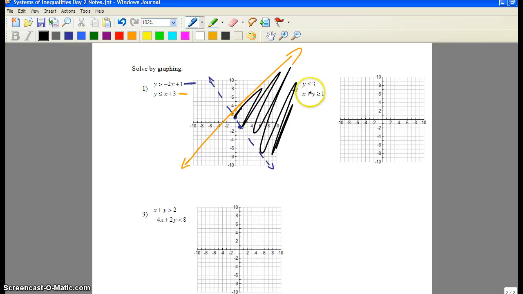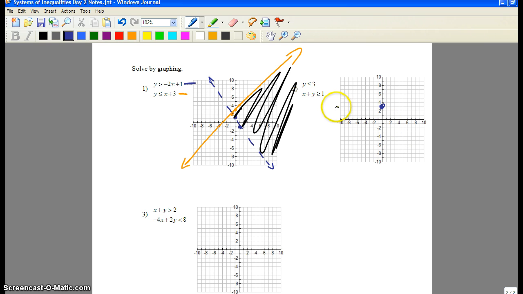All right, next one. y is less than or equal to 3. We need to graph that line. How do we graph that line? Start at 3, right? Yes, sir. Start at y is 3. Is it going to be horizontal or vertical? Would it make sense if I put a 3 on the y and then draw a vertical line? No, that doesn't make sense just visually. Draw a horizontal line.